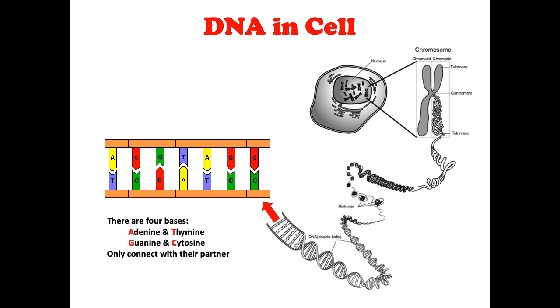And if you remember, we had a little memory jog, and that is straight lines with straight lines and curves with curves. So that's how the base pairs line up in your chromosomes. And that's what they're counting when they're looking at what your DNA is.